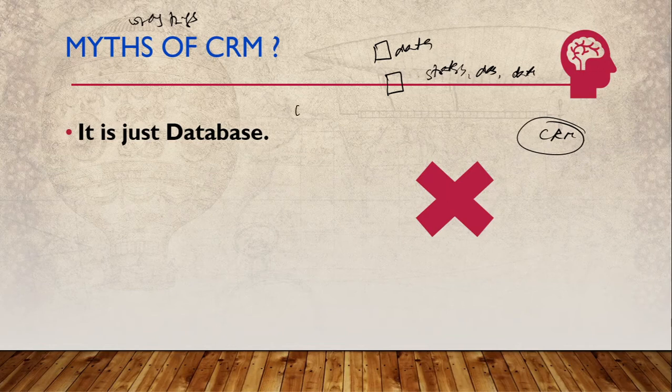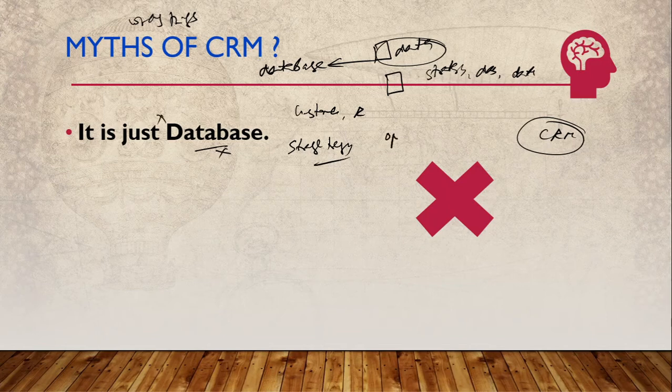See, customer relationship management, of course, starts with data. So how will we store the data? Data is always stored in a database. But CRM is not just about the database. A database doesn't define any strategy in the long term. It is just the data. So it is not just a database, because there are different operational as well as strategic CRM involved. So saying that CRM is just a database is wrong.